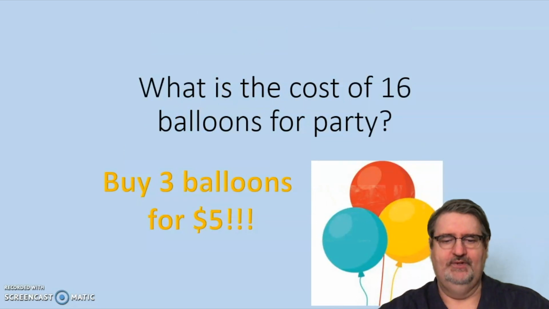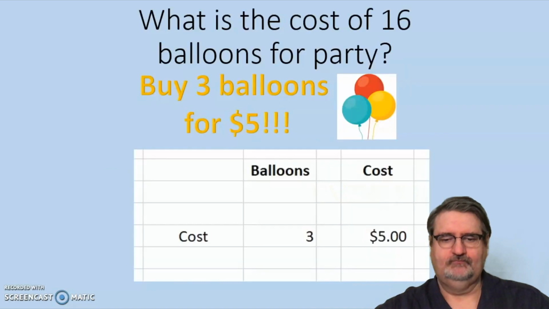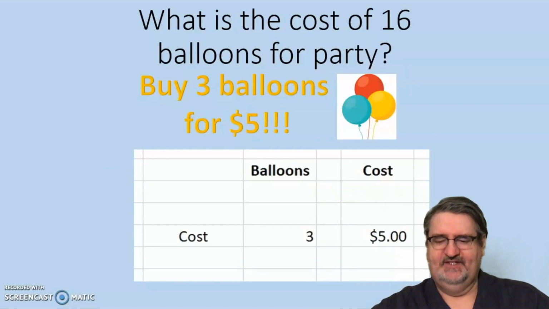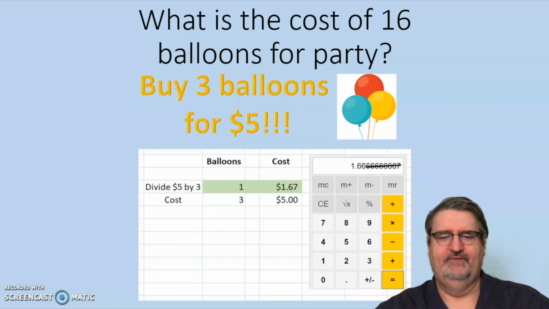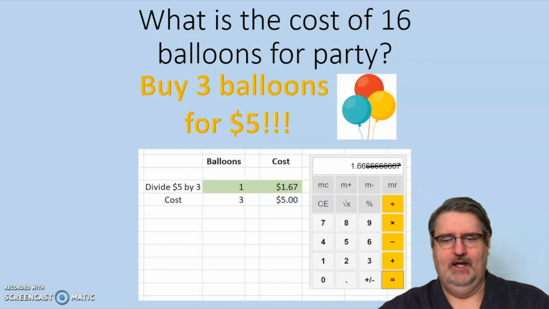So this next question is, what is the cost of 16 balloons for a party? Buy 3 balloons for $5. So the cost is 3 balloons at $5. Well, there's not a good factor that goes into both those. So we're going to divide the $5 by 3, and we come up with $1.66. Because there's a whole bunch of 6s behind there, we're going to round that up to $1.67.